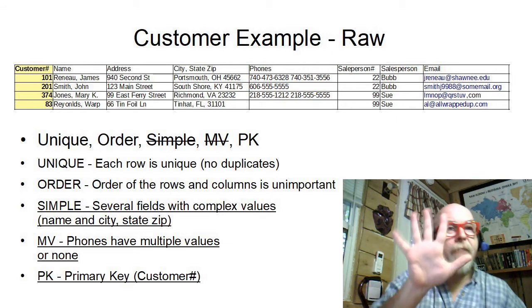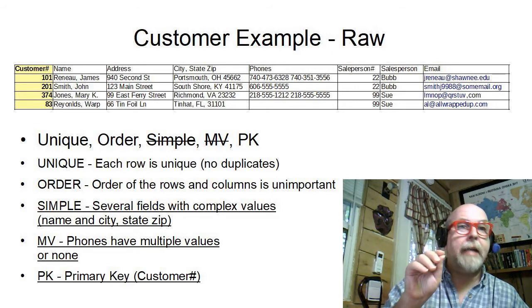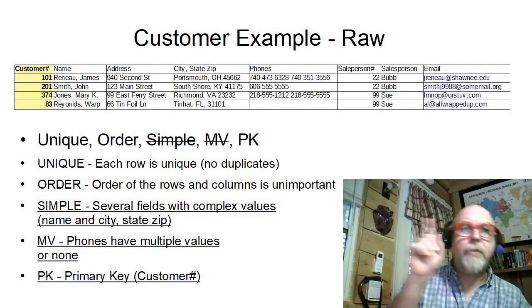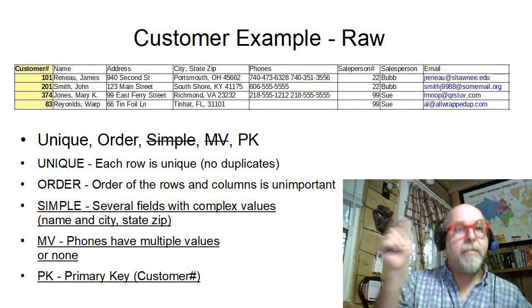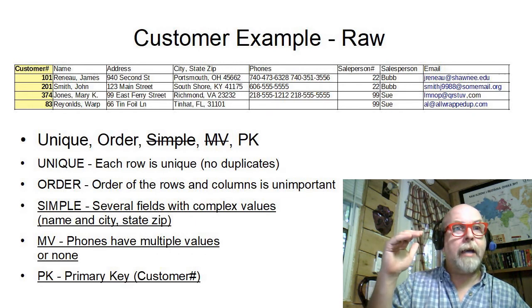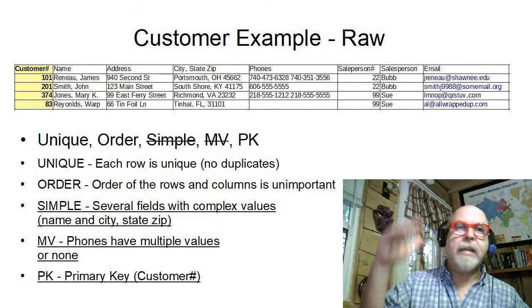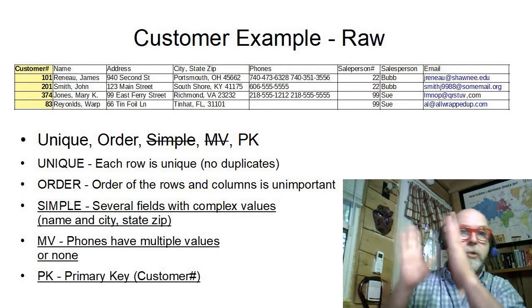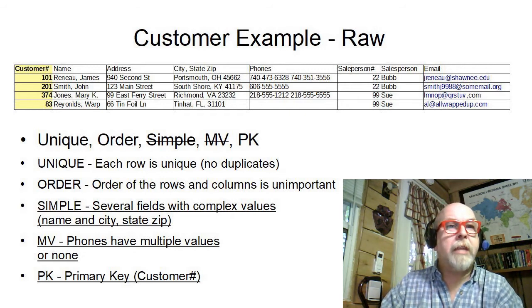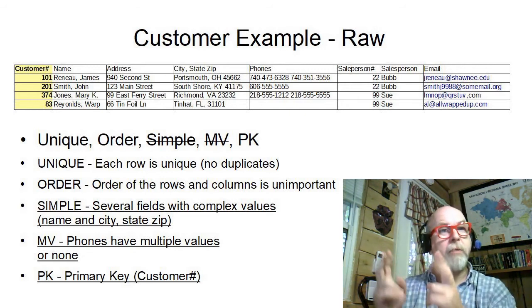Well, let's look at the 5 points that I said. Is it unique? Well, yeah, each row is unique. Okay, great. Meets that criteria. Could we sort that spreadsheet into any order of columns or any order of rows? Could we shuffle the columns around? Is it going to lose the information? No. Is it going to lose any meaning? No. Cool. We got those.